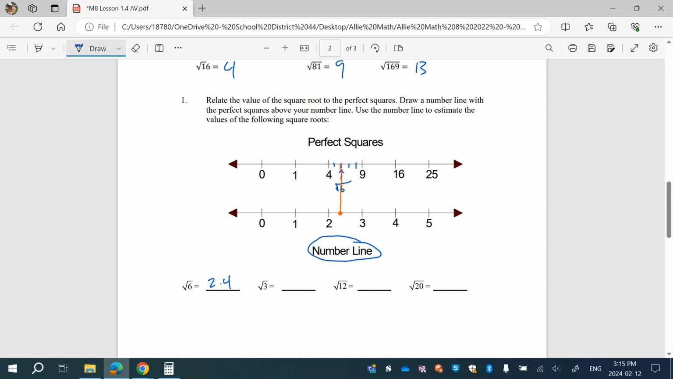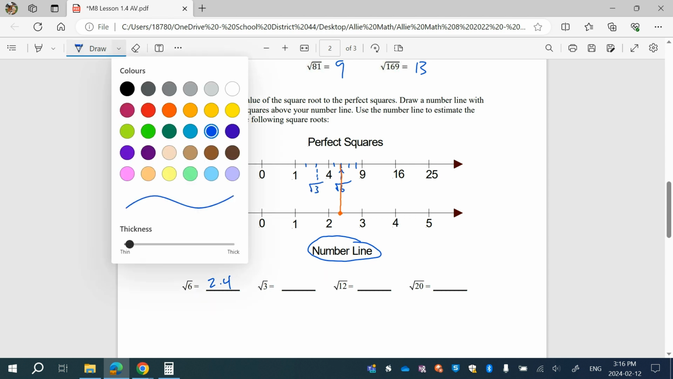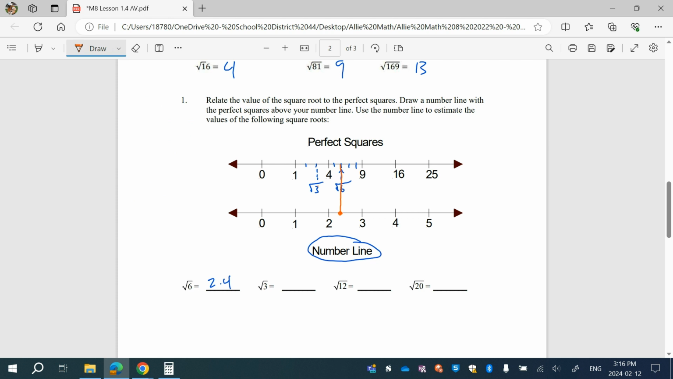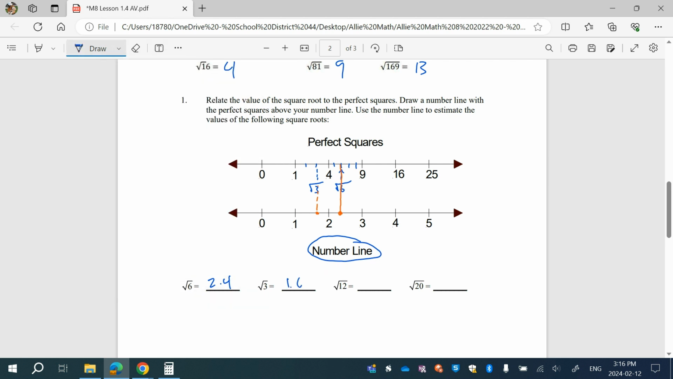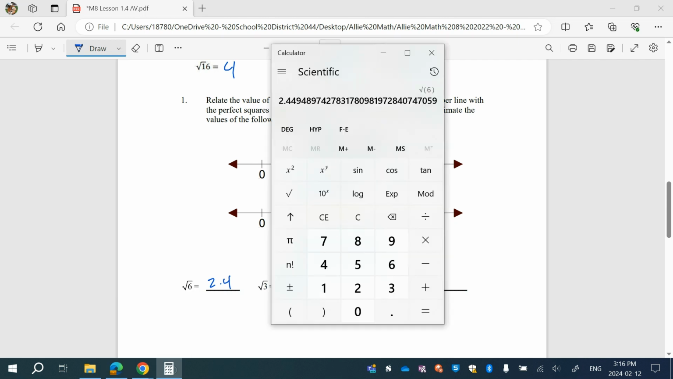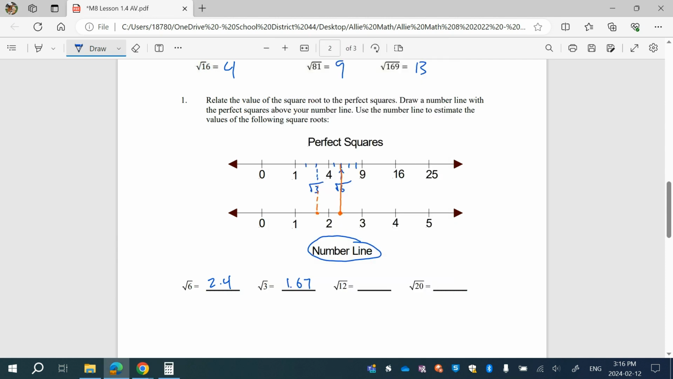So this would be 1, 2, 3, 4. So the square root of 3 is going to be about there. And if we continue this line down, right about here, I'm going to guess about 1.6, maybe 1.66 or 67. Because they're split into roughly thirds, so that would be about 2/3. I'm going to guess 1.67. Let's find it out. 3 square root, 1.73. Okay, not bad.